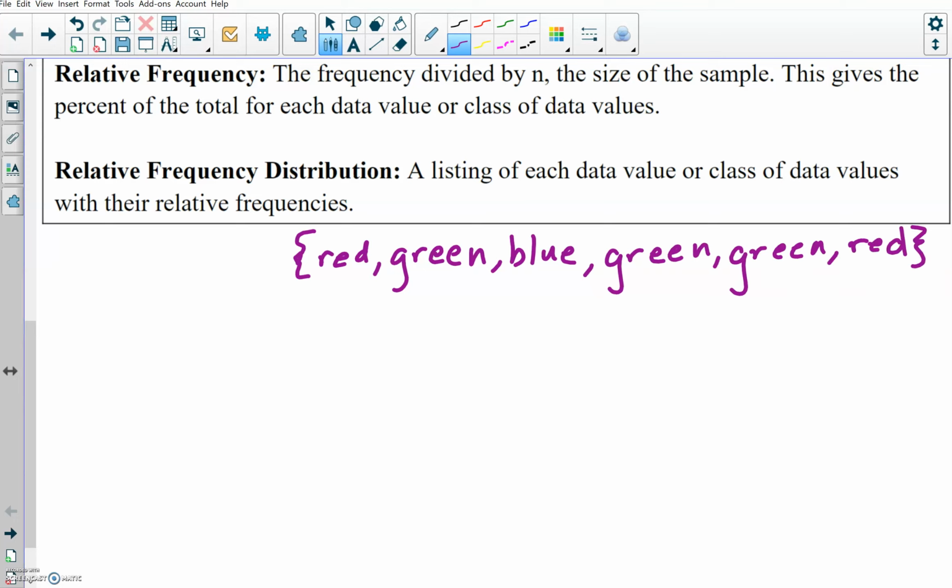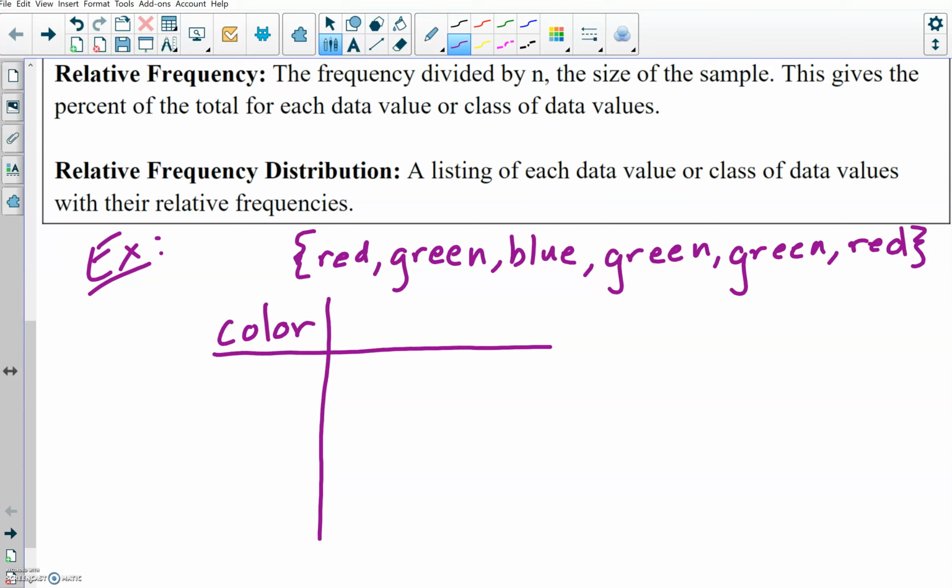And not a lot of data, but that's okay for the purpose of this example. And then you'll have color. That's kind of the data that you've collected. It's different types of colors. So we'll have one part of our table. You just kind of draw a chart with rows and columns. The columns will have color, frequency, and relative frequency.